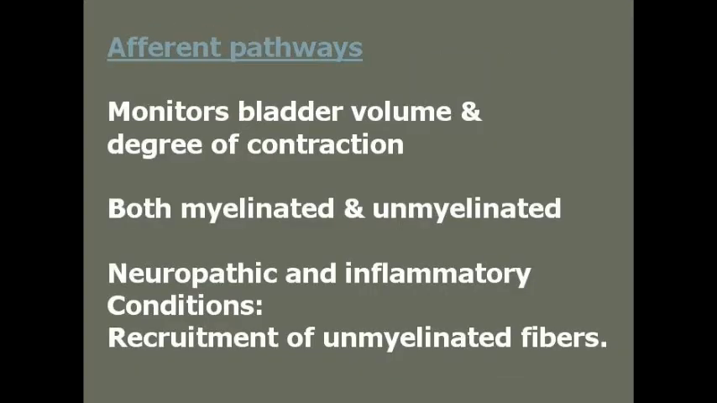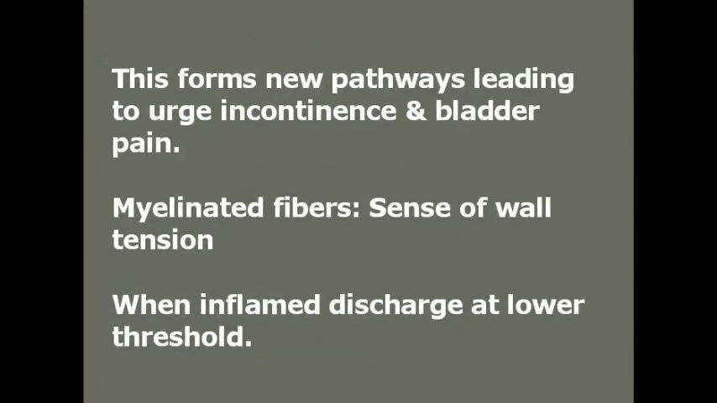Now, let's go through the afferent pathways. They monitor the bladder volume and the degree of contraction. They are again both myelinated and unmyelinated. And any neuropathic and inflammatory condition recruits unmyelinated fibers. This forms new pathways leading to urge incontinence and bladder pain.